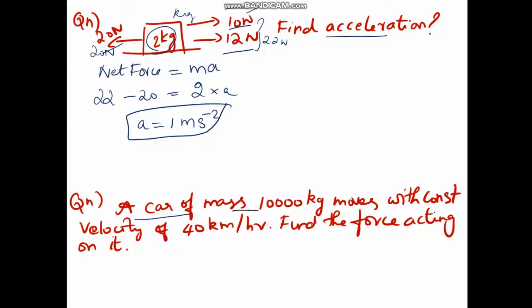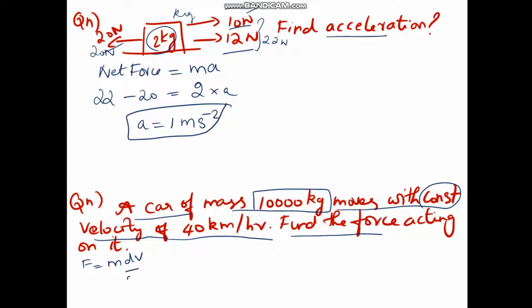A car of mass 10,000 kg moves with a constant velocity of 40 km per hour. Find the force acting on it. Force is nothing but m into dv by dt. If velocity is constant, then dv by dt is 0. So the force acting on the car is 0 Newton.